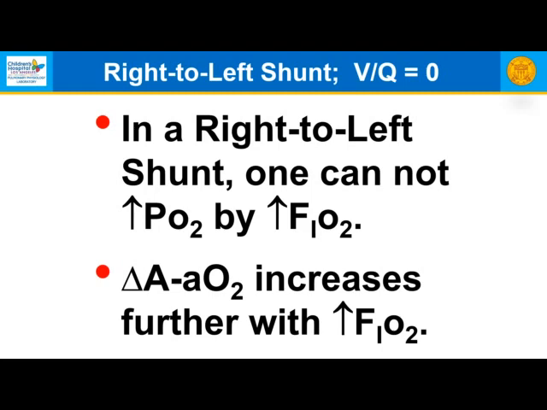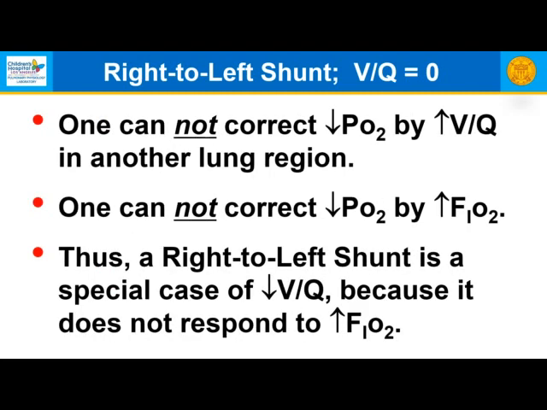A right to left shunt is a special case of VQ. In a right to left shunt, one cannot increase PO2 by increasing the FiO2. And the AAO2 gradient increases even further with the increased FiO2. For right to left shunt, one cannot correct PO2 by increasing VQ in another lung region. One cannot correct decreased PO2 by increasing FiO2. Thus, a right to left shunt is a special case of decreased VQ because it does not respond to supplemental oxygen.